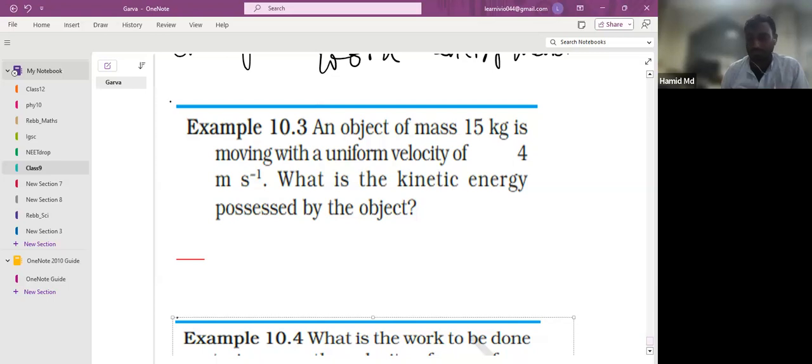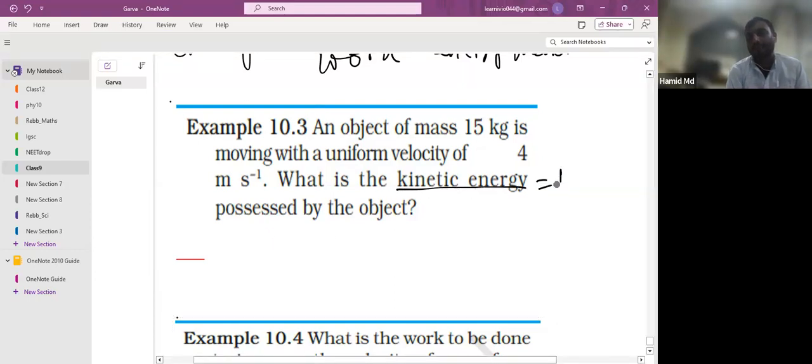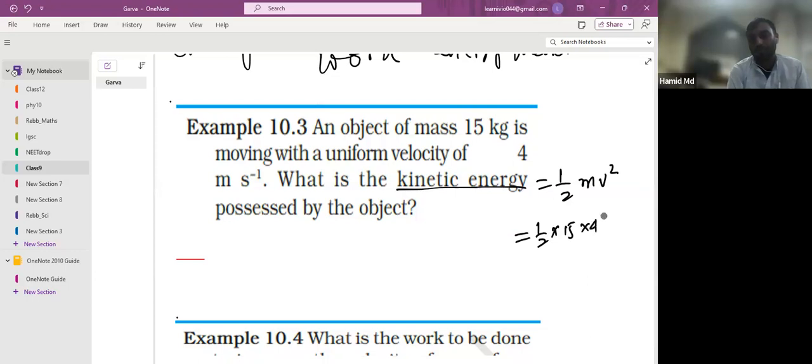Sir, the first one is 120. Yeah, 120. Okay. What is being asked? Kinetic energy, right? Kinetic energy is half m v square. So half times 15 times 4 square. So this is half into 16, 120, right?